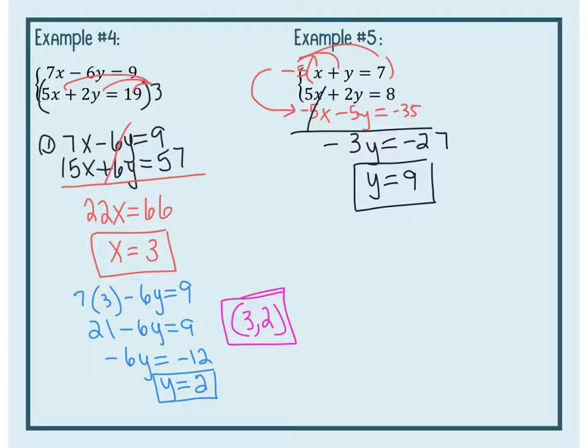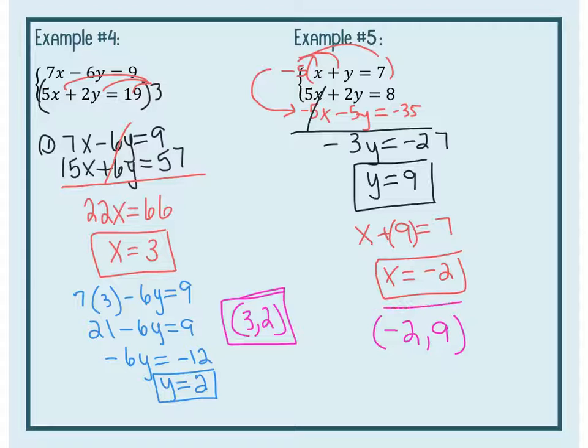I'm going to go ahead and choose the top equation. So x plus 9 equals 7. This is what I substituted back in. How do I get the x by itself? I subtract 9. My answer is x equals negative 2. So my final answer would be negative 2 comma 9.